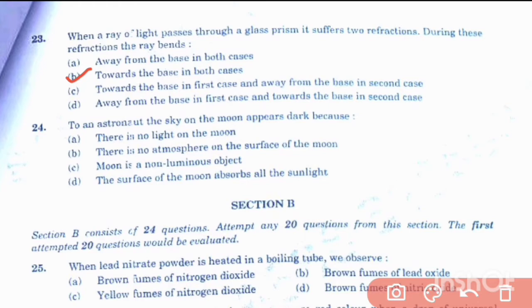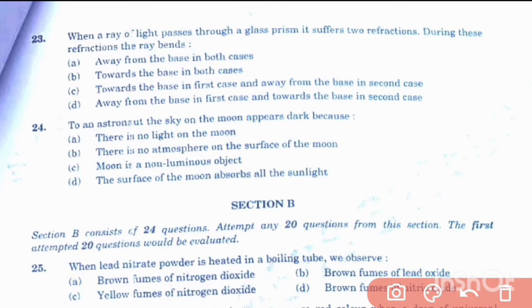So next question we have, that is question number 24. To an astronaut, the sky on the moon appears dark because: option A, there is no light on the moon. Option B, there is no atmosphere on the surface of the moon. Option C, the moon is a non-luminous object. Option D, the surface of the moon absorbs all of the sunlight. So we know the correct answer is that there is no atmosphere on the surface of the moon. So this is the correct answer, that is option B.